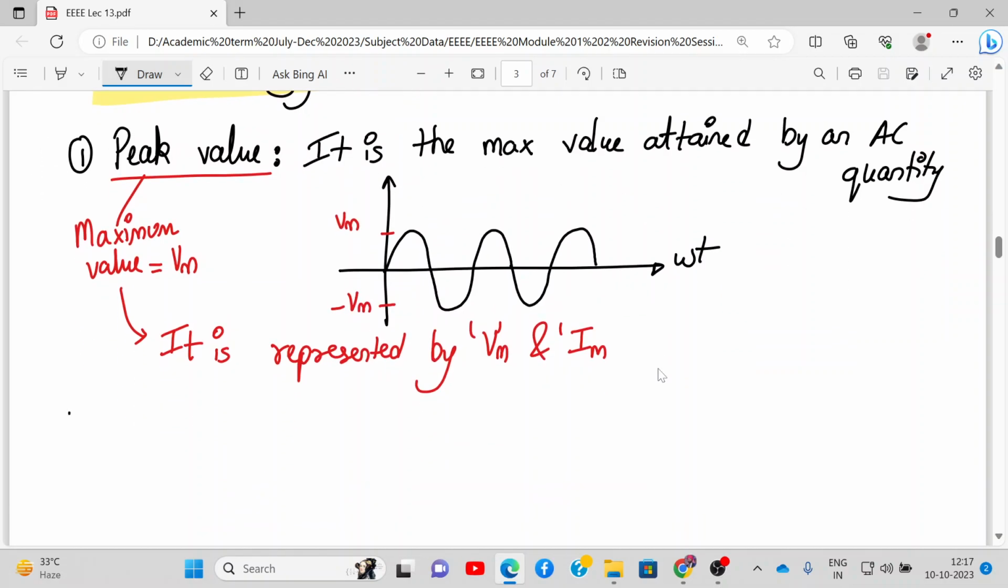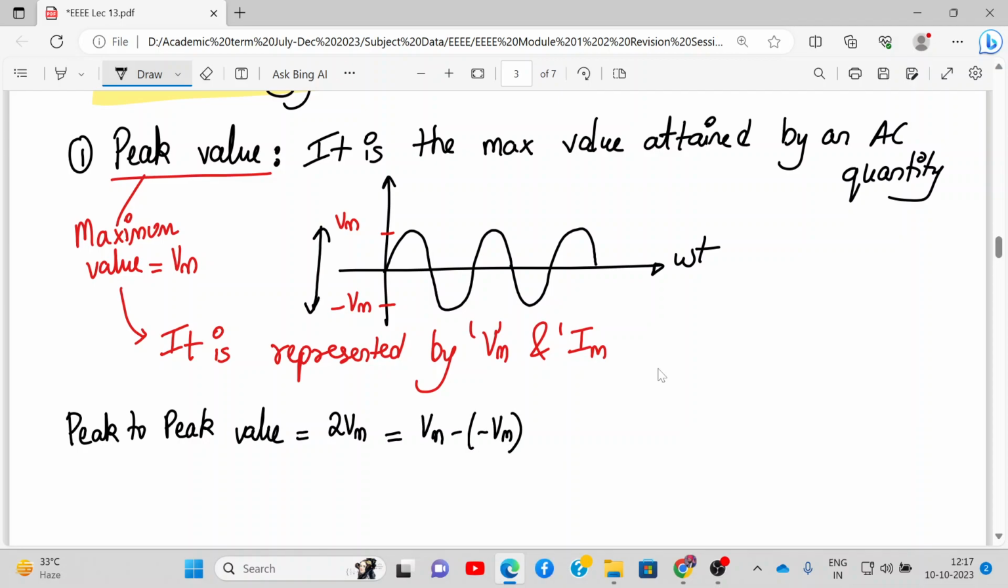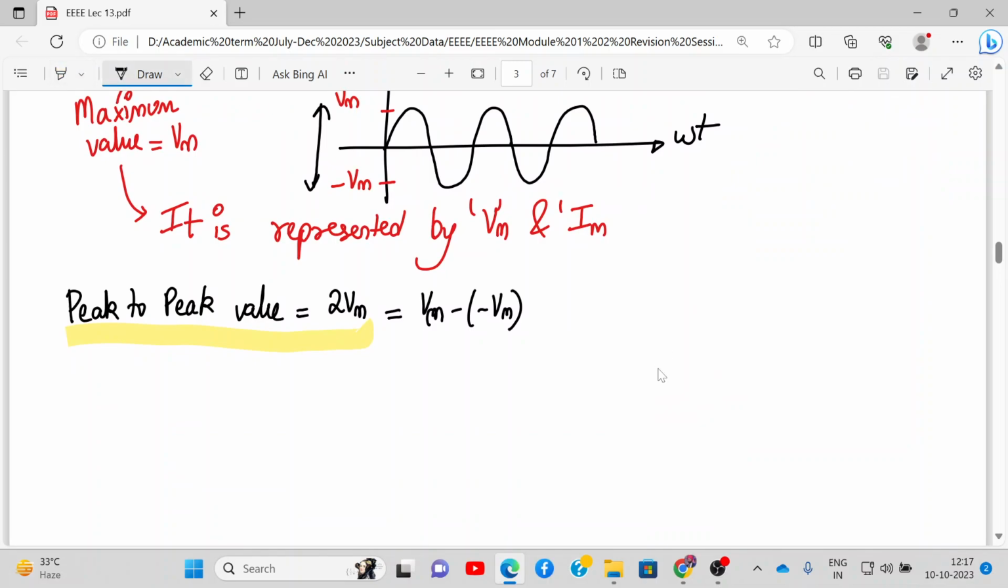Now there is peak to peak value also. So we will write peak to peak value. Here it is 2 Vm. How do we write it? This is the peak to peak value. So it is Vm minus minus Vm, which is nothing but 2 Vm. I hope it is clear. The peak to peak value is twice Vm.